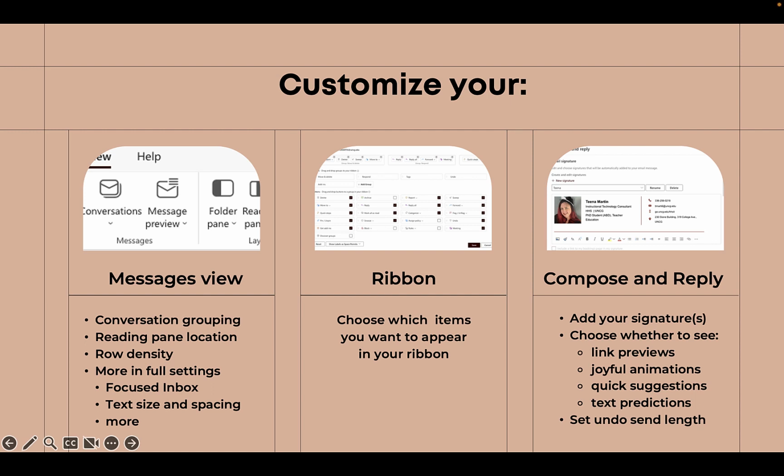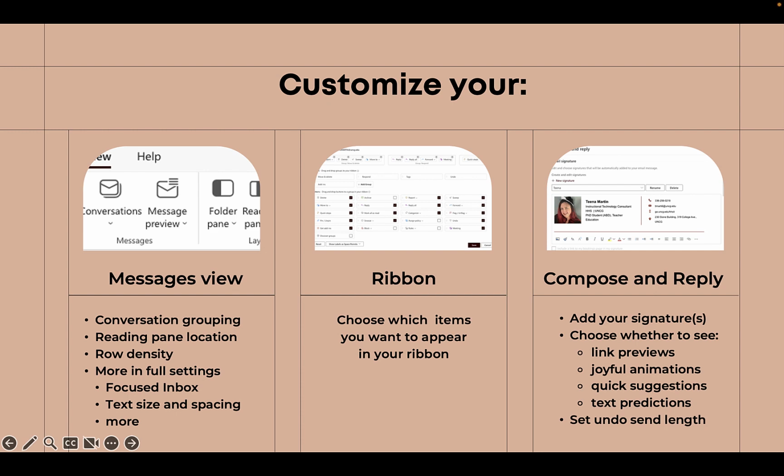Like in Gmail, Outlook has the ability to provide quick suggestions for replies and text predictions as you type. Two cool features that will be new to us are link previews and joyful animations. Link previews place a preview of websites in the email. Joyful animations add some fun animations like confetti throwing when congratulations or happy birthday are in an email.